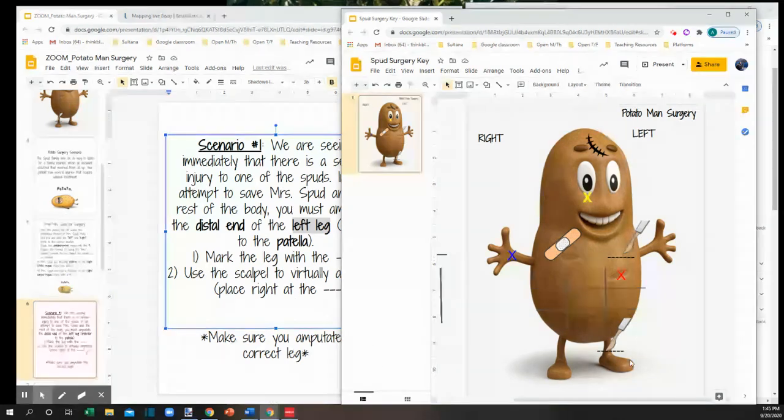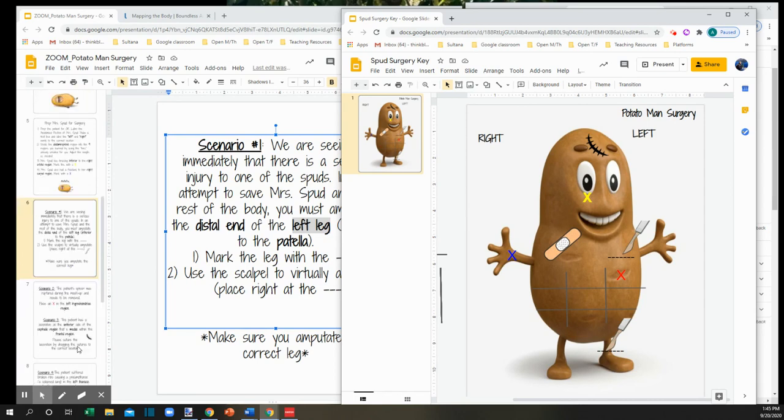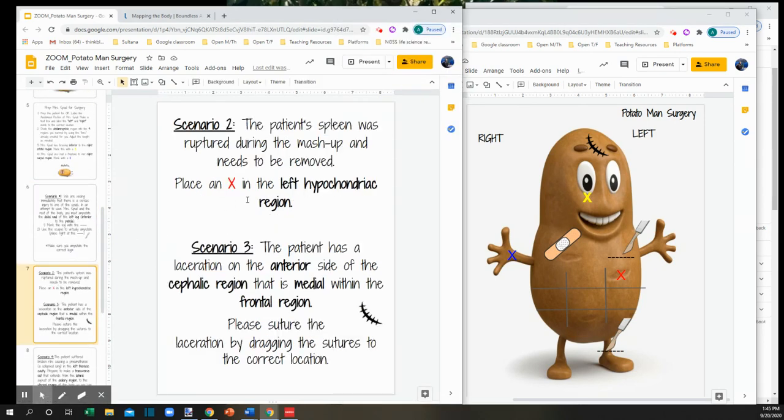So again, just little things that I saw were you put it too low or too high, or the wrong leg, or on the foot, okay? All right, next is the patient's spleen was ruptured, and this is where your grid came in handy, right? So you need to place a red X on the left hypochondriac region. A lot of you put it here, but of course it goes here on the patient's left side, okay?